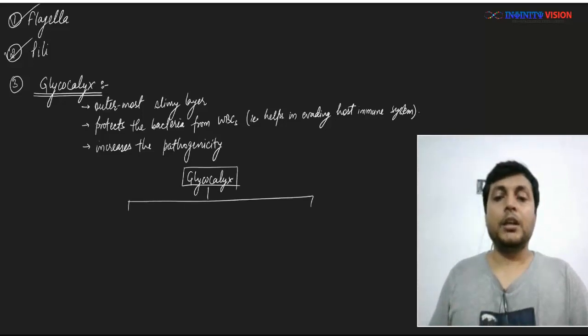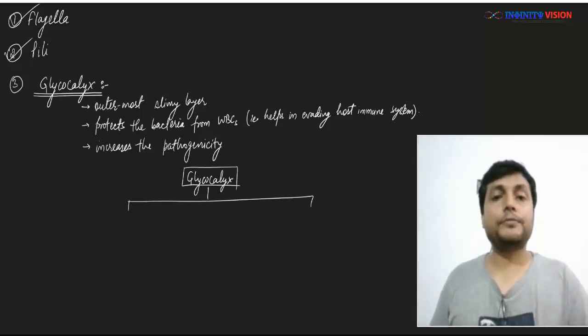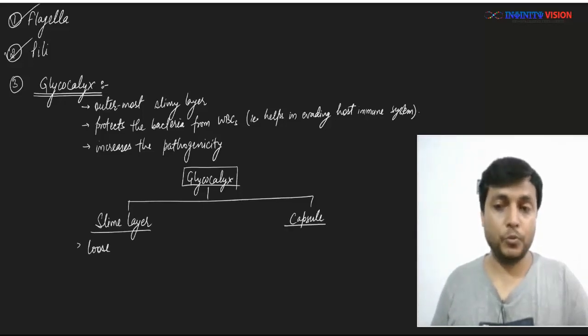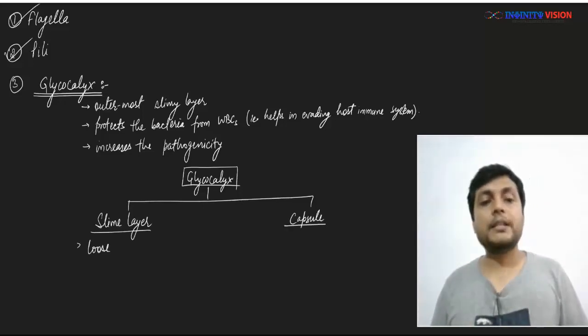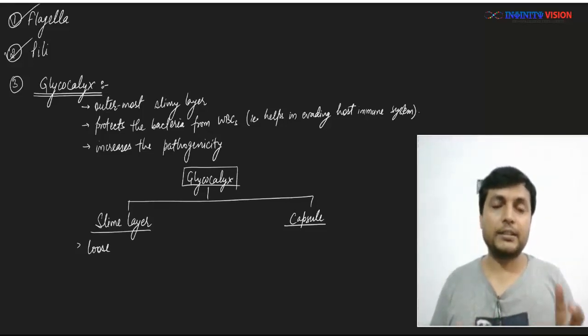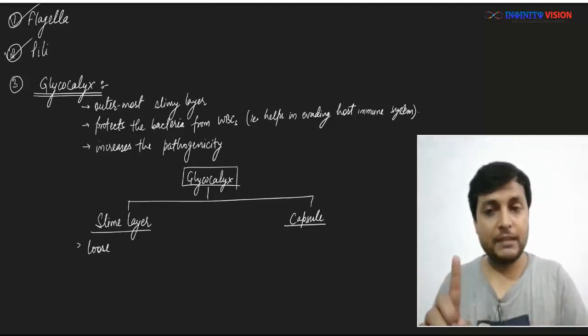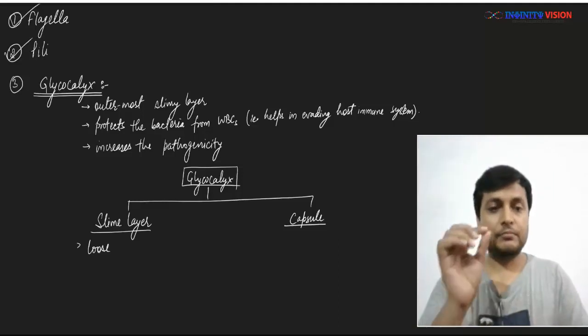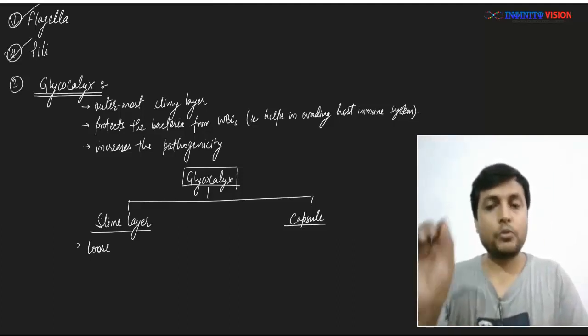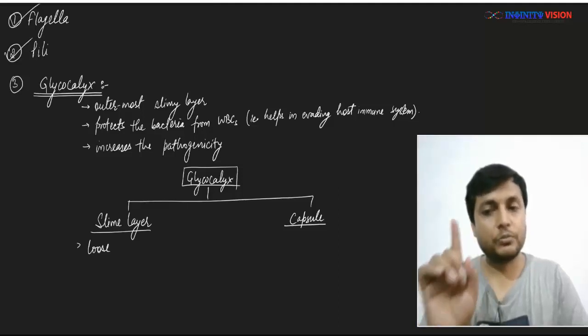Now, the glycocalyx is of two types. One is called slime layer, the other one is called capsule. Now, this is on the basis of the structure and the composition of glycocalyx. The glycocalyx is divided into two types, that is slime layer or capsule. Now, what is slime layer? Again, slime, चिपचिपा जैसा चीज, and layer, a thin layer. Correct? So a type of glycocalyx which is slime layer.